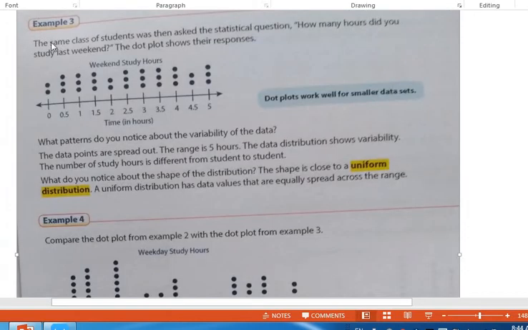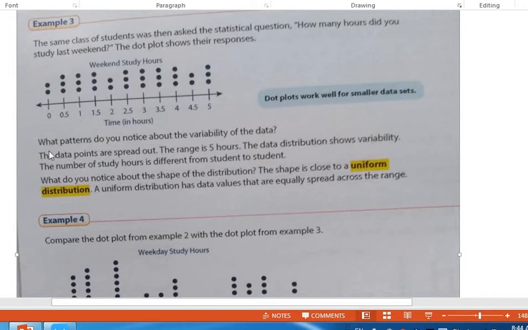In example 3, the same class of students was then asked the statistical question: how many hours did you study last weekend? The dot plot shows their responses. Weekend study hours, I have here from 0 to 5, 0.5, 1 and so on. Time in hours, weekend study. Dot plots work well for smaller data sets.